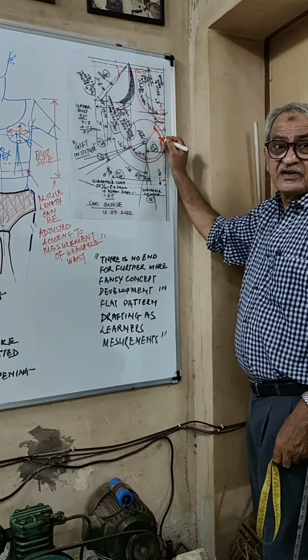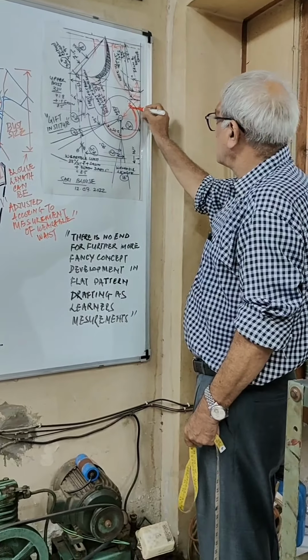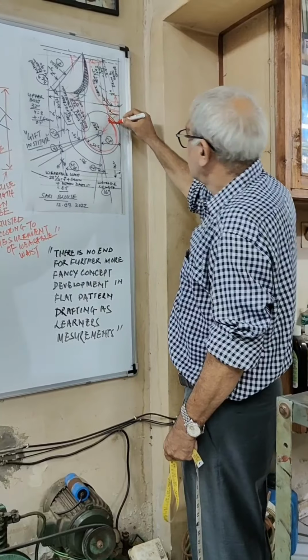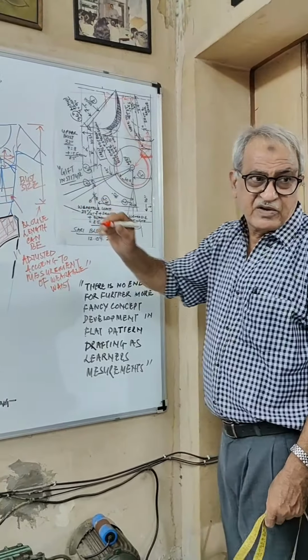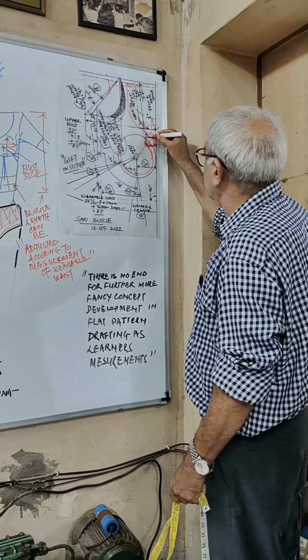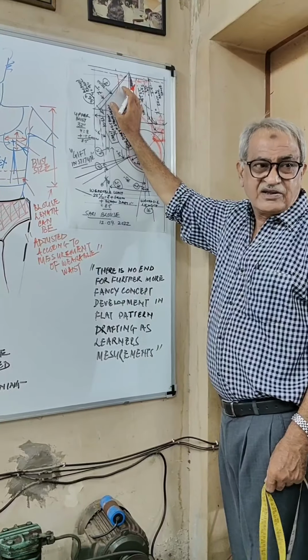You can see here. So this consideration here. Cut the neck till here, right? No problem. It will not show. Because when the person wears the garment, this 2 inch will shift up because we have shortened the shoulder length by 2 inch.